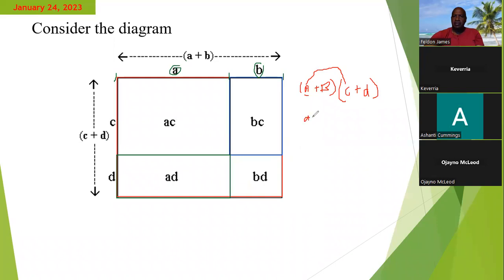So you get AC plus, use A again, times D, you get AD. And then now, after you have done the distribution with the A, then you now use the B and do the distribution once again. So you have B times C, so you have plus BC.